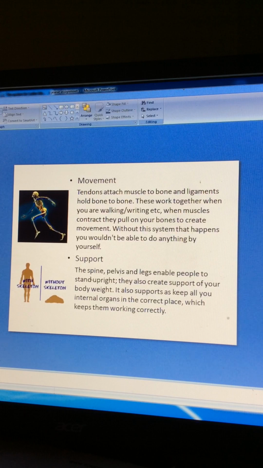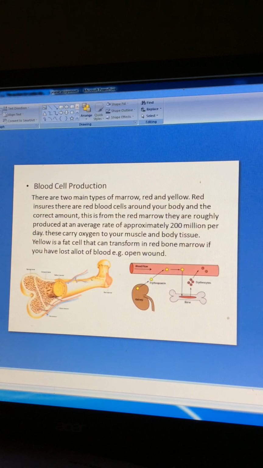Support. The spine, pelvis and legs enable people to stand upright. They also create support for your body weight. It also supports all your internal organs in the correct place, which keeps them working correctly.